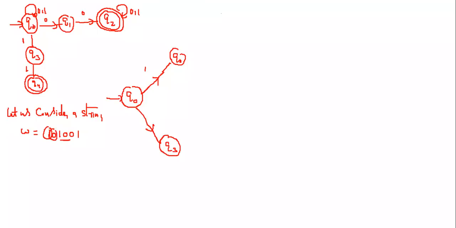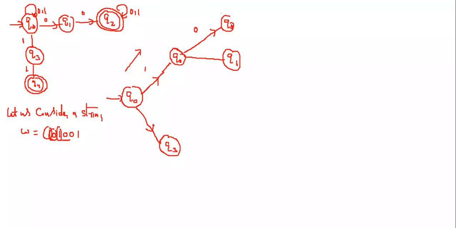Again, on seeing the next input symbol 0, first of all, you have to select one path and travel in that path. Then you have to come back and go with the other path. So again, what is the next symbol? 0 on Q0: either you can go to Q0 or you can go to Q1.